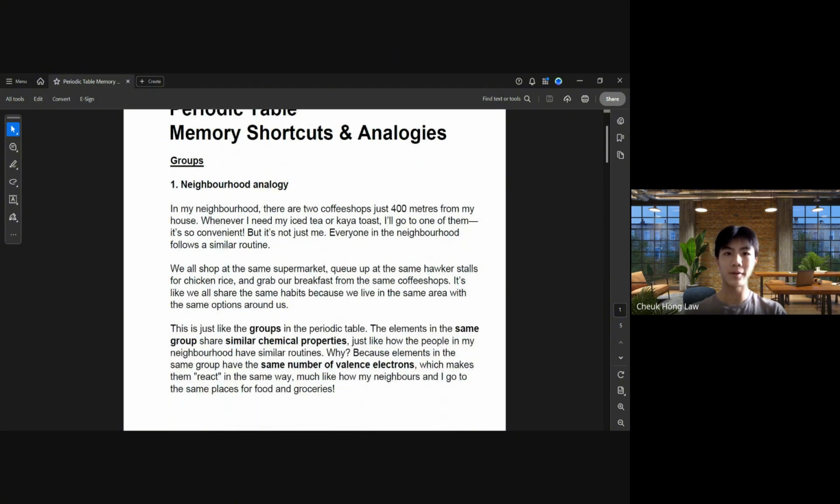So groups, right? I like to think of them using this neighborhood analogy. In my neighborhood, there are two coffee shops, and each of them is just 400 meters away from my house. Okay, so my house is here, and each coffee shop is just 400 meters away. Whenever I need my teh or my kaya toast, I'll just go to one of them. It's so convenient. But it's not just me. Everyone in my neighborhood, everyone who lives near me, follows a similar routine.